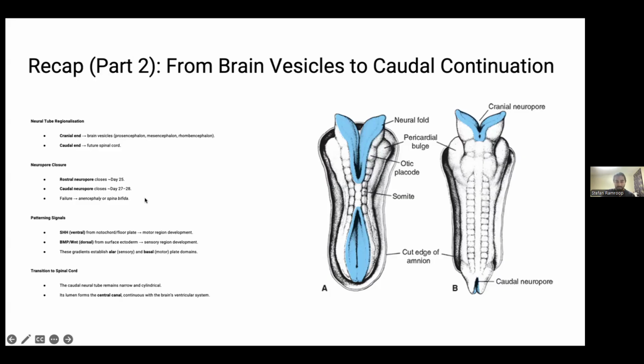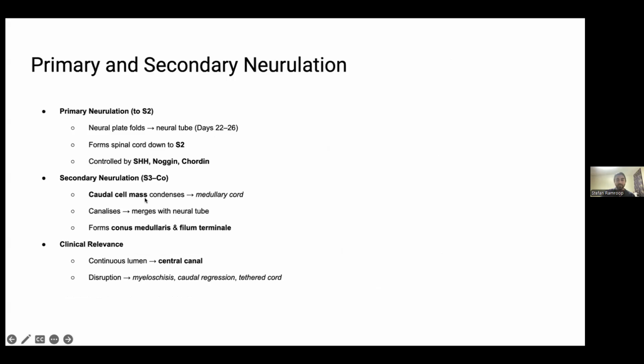So within this closed neural tube, molecular gradients now begin to create the internal organization. You have signaling proteins such as sonic hedgehog secreted by the notochord and floor plate, which directs the ventral or motor development, while BMP and WNT signaling from the surface ectoderm guides the dorsal sensory differentiation. The balance between these gradients establishes the alar plate dorsally for sensory structures and the basal plate ventrally for motor nuclei.